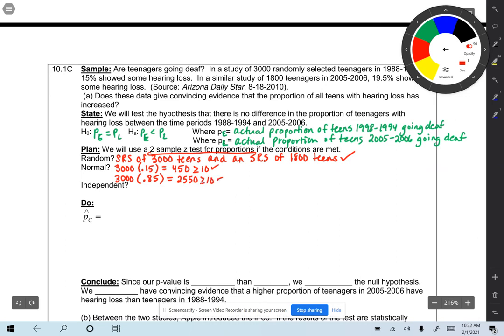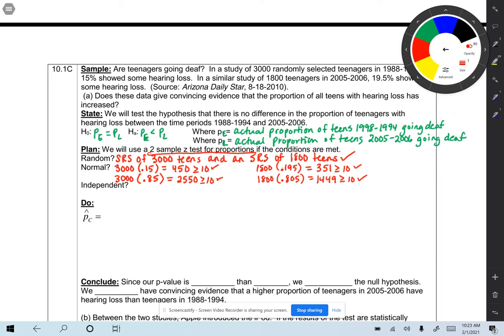Okay. For the other group, the 2005-2006 group, we have 1,800 times 0.195. That happens to equal 351, which is greater than or equal to 10. And then we have 1,800 times 1 minus 0.195, so that's 0.805. And that gives us 1,449, which is also greater than or equal to 10. Okay, so the normal condition has been met.